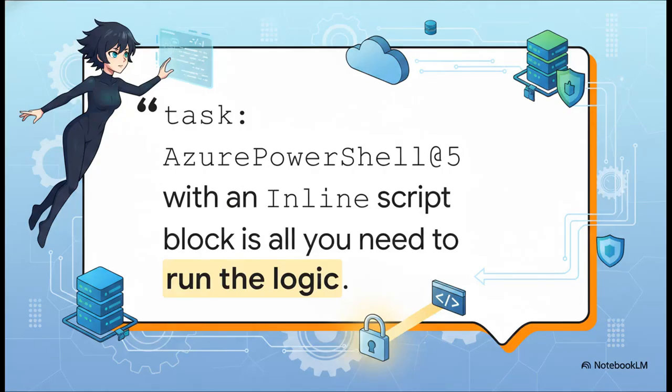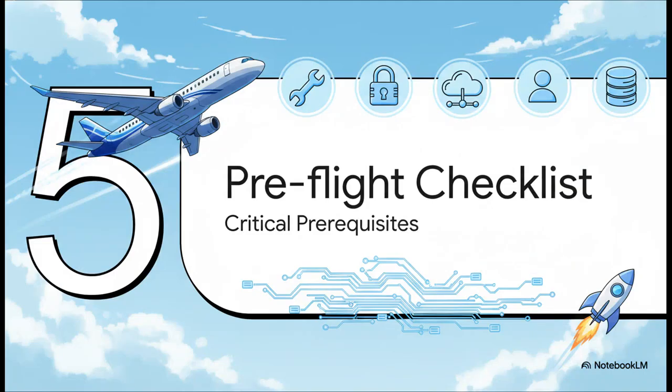And this is what it actually looks like inside your azure-pipelines.yml file. You just define the task, you point it to your Azure subscription, which is your service connection, and then right there in the inline block, you just paste in the PowerShell script we just built. Now, every single time this pipeline runs, it will automatically make sure your app's identity has the right permissions in the database.